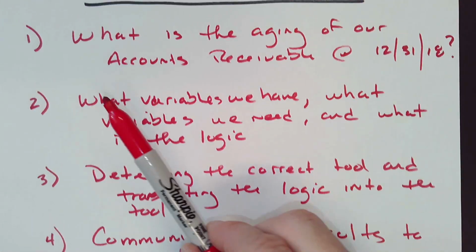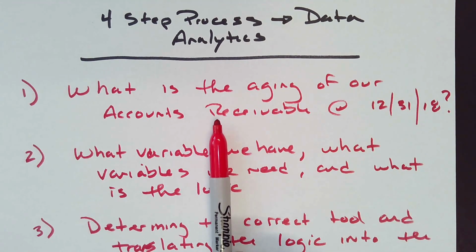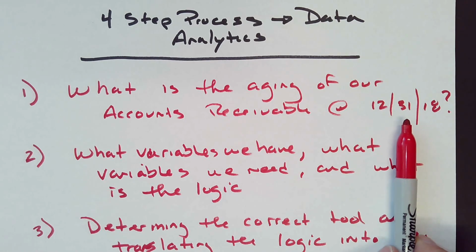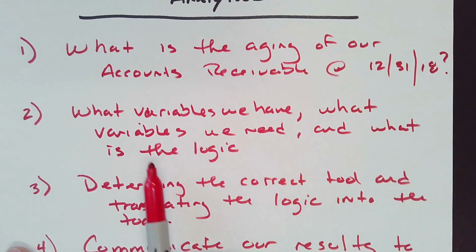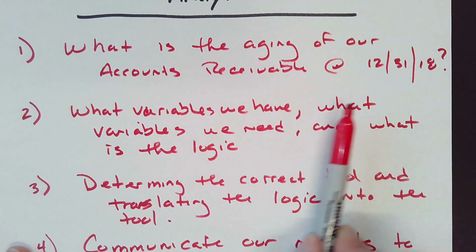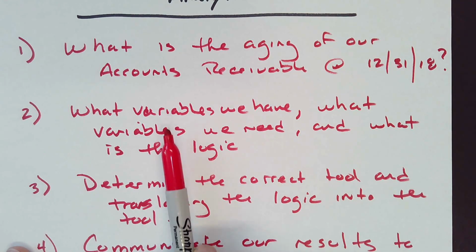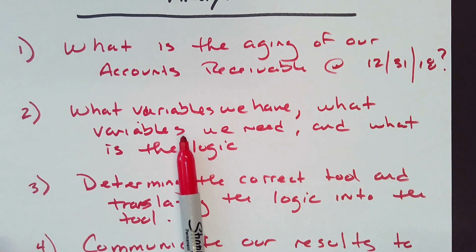All right, so we've talked about our four-step process for data analytics, and we're looking at this question. What is the aging of our accounts receivable as of December 31st, 2018? All right, so let's go to step two. What variables do we have and what variables do we need and what is the logic? So let's tackle the first two parts of this. What variables do we have and what variables do we need?